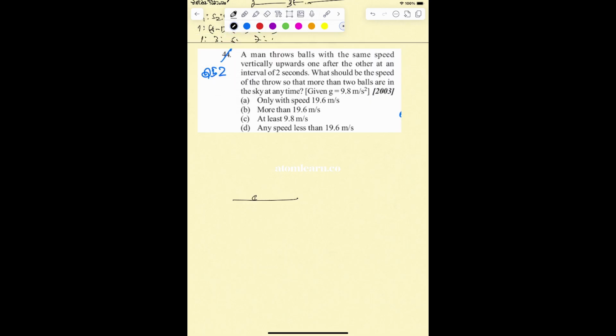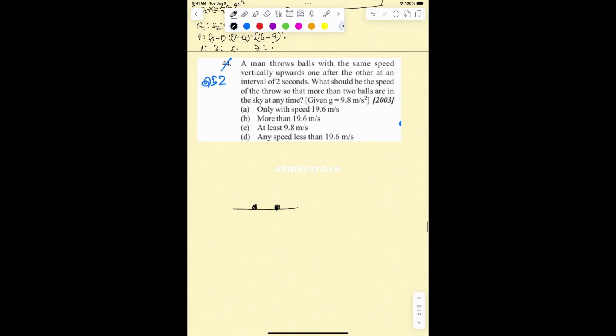Just 1 second. One ball is here means the other ball has just now reached here. Then, just in the limit, 2 balls are there in the sky at any time. That is the meaning of this. Now the interval is 2 seconds. Therefore, the interval between the first ball being thrown and the second ball just now reaching is 2 seconds, which means one way upward is 1 second.